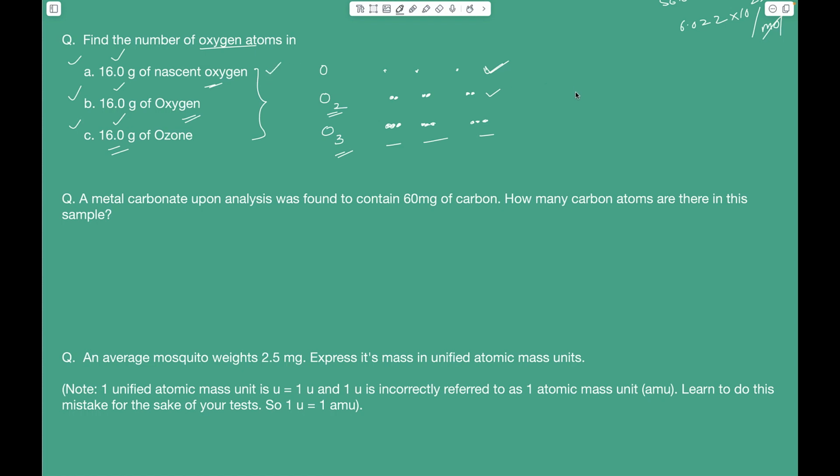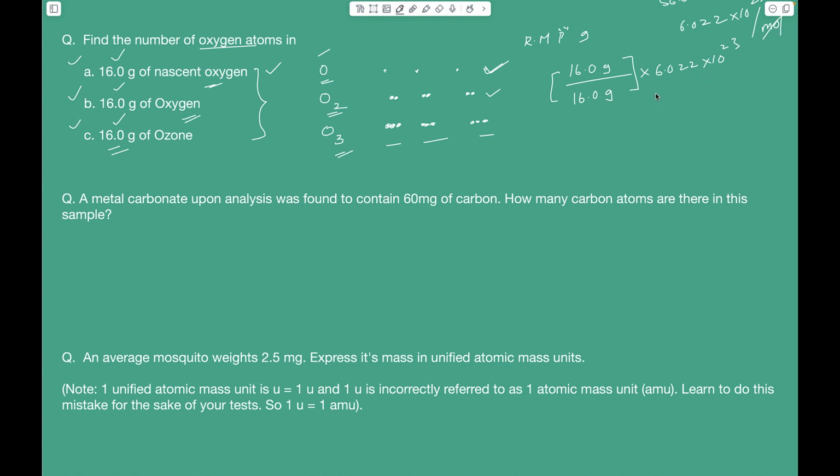Then how do you find out the number of oxygen atoms in the first case? You have to divide the given mass in grams with the relative mass of the particle expressed in grams. Here, in case of nascent oxygen, the particle we are talking about is oxygen atom. And the relative atomic mass of oxygen is 16.0, which when expressed in grams would be 16.0 grams. And these are the number of moles of oxygen atoms. To get the number of oxygen atoms, you have to multiply it with Avogadro's number.